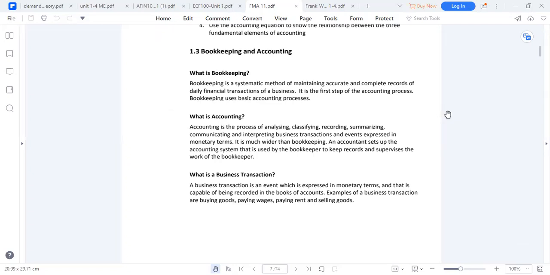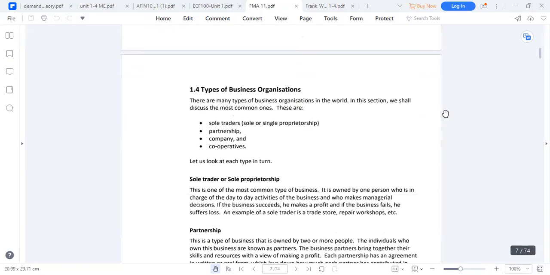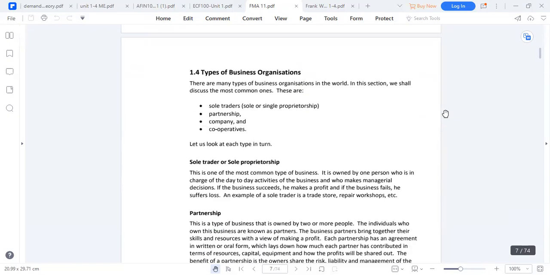What is a business transaction? It is simply an event that occurred in monetary terms. This event should be capable of being recorded in the books of accounts. Examples of transactions may include buying goods, paying wages, paying rent, selling goods, or purchasing an asset. So we have different types of business organizations which range from sole traders, partnerships, companies, and cooperatives.